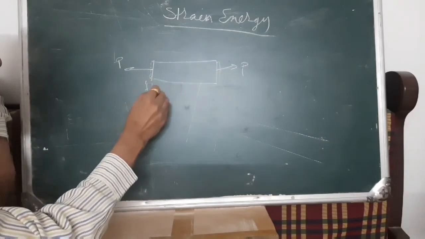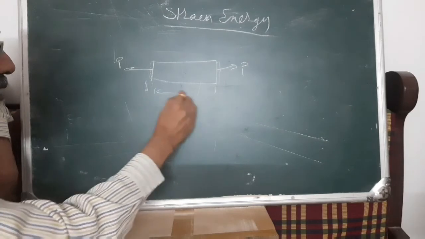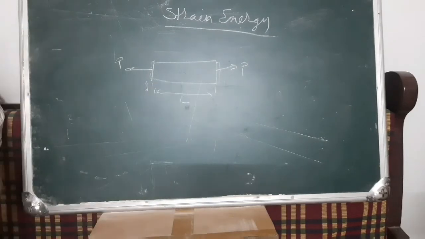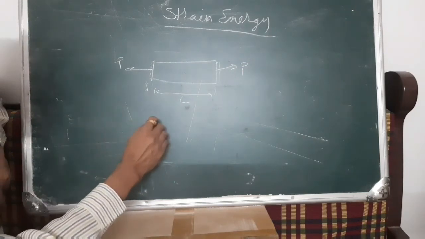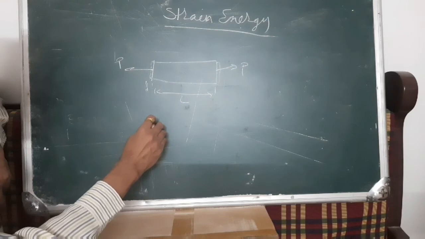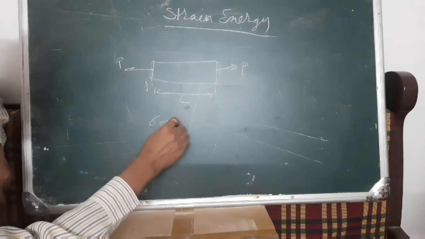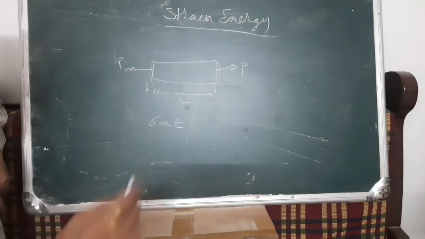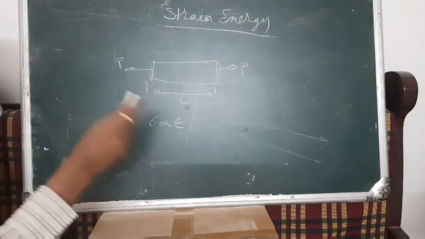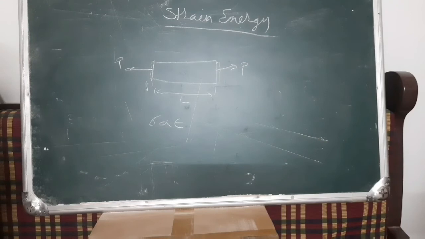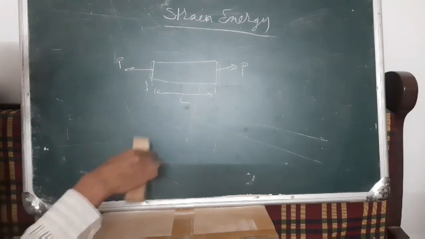The deformation we can say is delta over the length L. When we release the load, if it obeys Hooke's law, that is, stress is directly proportional to strain, then in that case when the load is released, it comes back to its original shape, that is, the original length L.